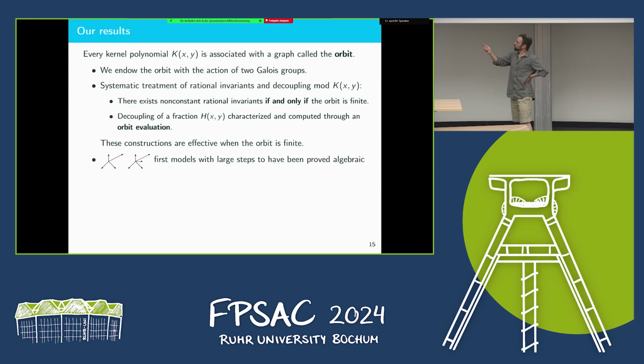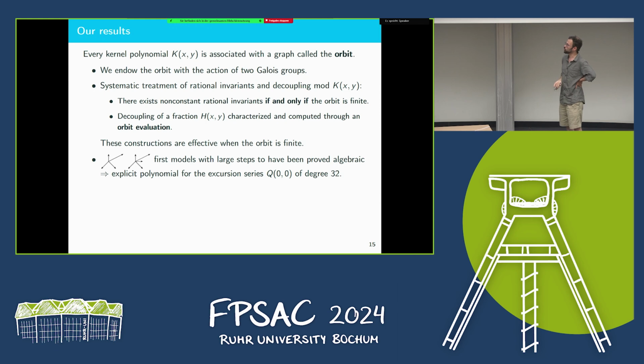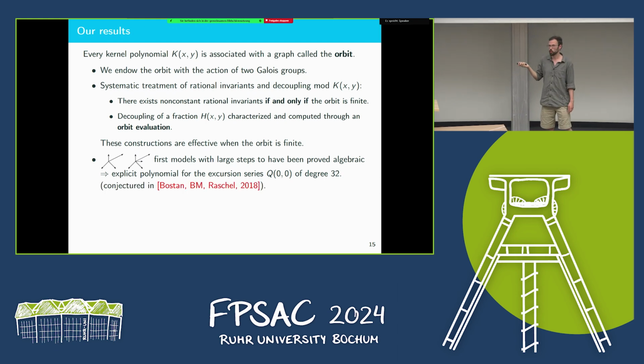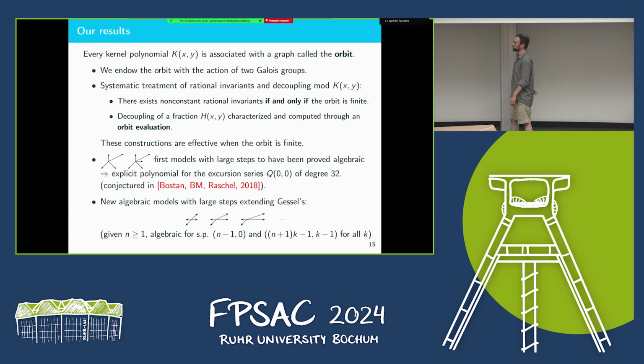And using these two tools, we prove the algebraicity of these two models, which were the first ones with large steps we proved algebraic. And moreover, we took the method of Bousquet-Mélou and Jehanne to the end to find the vanishing polynomial for Q(0,0) of degree 32, which proves a conjecture they made. And moreover, as the decoupling is quite easy, we could find a family of models which extends the guessed model. So we stretch the right steps, and we conjecture that they are all algebraic for these starting points.